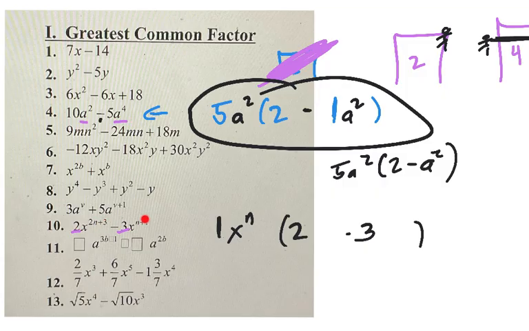This one goes to 3. This one goes to 1. So the highest that they have in common is 1. So I'm going to factor out an n plus 1. So your GCF here is x to the n plus 1.